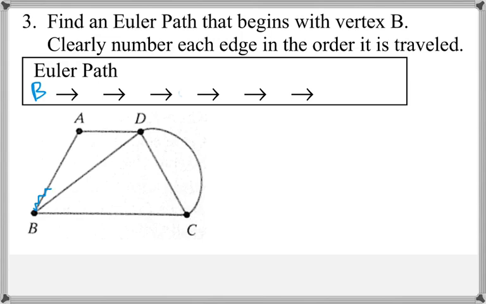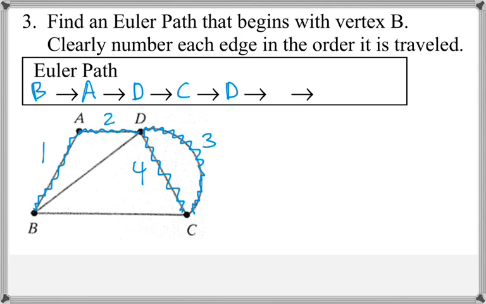So I'm going to go to A, and then to D, and then to C using the right edge, and then back to D. And remember, it's okay to visit a vertex more than once. You just can't travel an edge more than once.